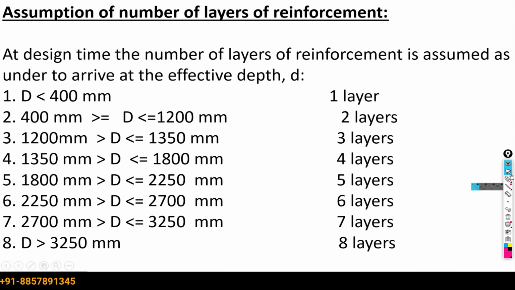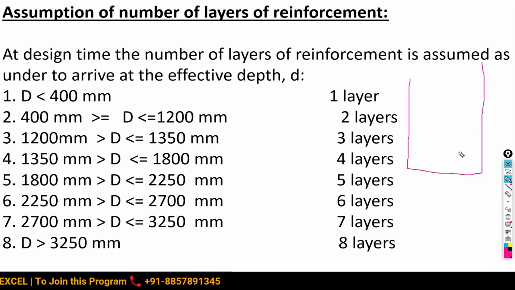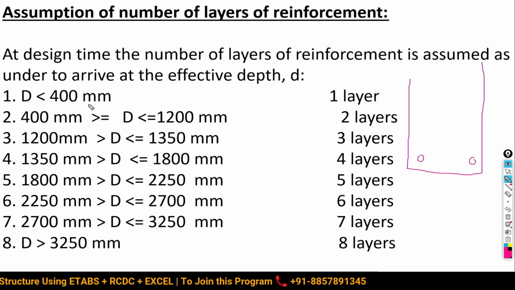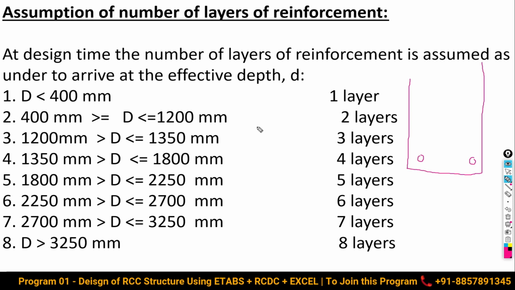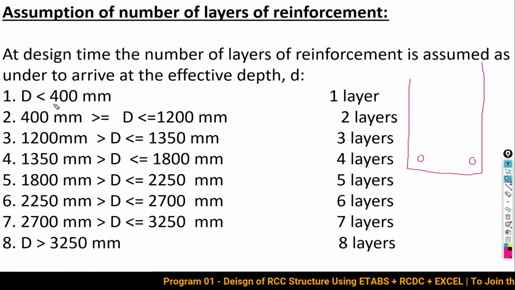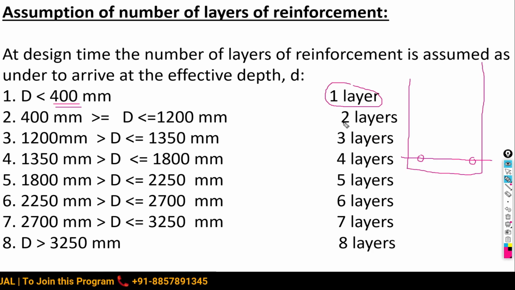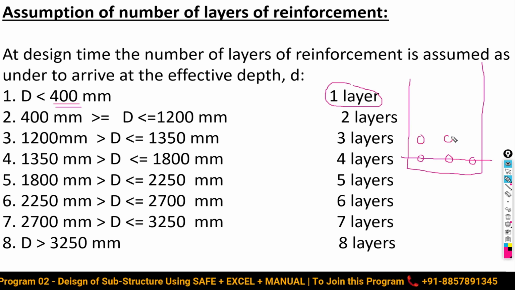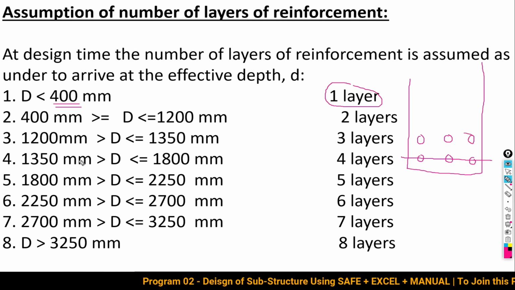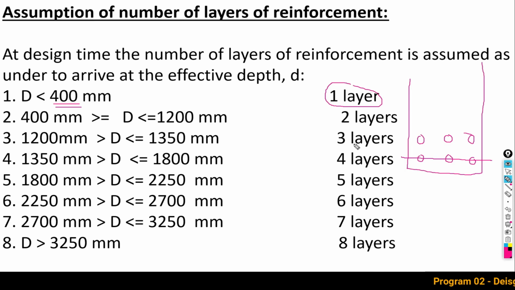Actually, your RCDC software is not considering the main reinforcement as one layer only. If the overall depth of your beam section is less than 400 mm, RCDC considers only one layer of the main reinforcement, and if your depth is between 400 to 1200 mm, RCDC considers it as two layers. One layer will be present here, and another layer RCDC is going to consider to be present here. Then accordingly you can see here, if your depth increases through the different ranges, the number of layers is going to increase.